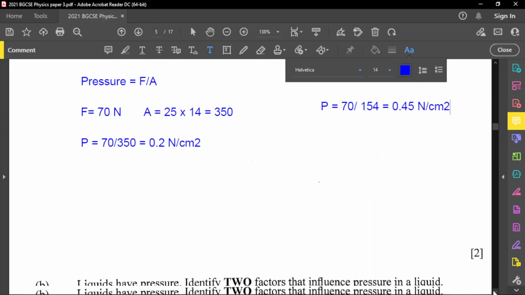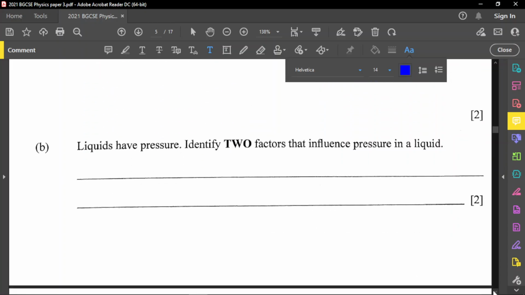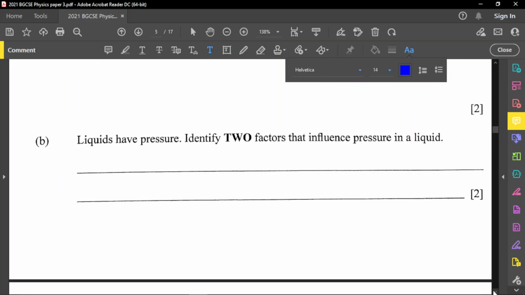Let's jump on to the next part of the question. It said, liquid pressure: identify two factors that influence pressure in a liquid. An easy way to figure this out is based on the formula for liquid pressure. Let me put it at the bottom right here. The formula for liquid pressure is density of the liquid multiplied by gravity multiplied by height, rho g h.